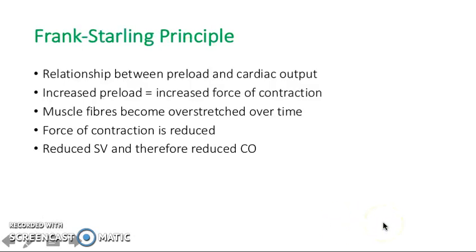So the Frank-Starling principle refers to the relationship between preload and cardiac output. It states that increasing preload will increase the force of contractions. This compensation will work for a while, but over time muscle fibres will become overstretched for dealing with the increased preload, and they won't be able to create contractions forceful enough. Therefore, you'll get a reduced stroke volume, and as your stroke volume is directly related to cardiac output, you'll have a decreased cardiac output.